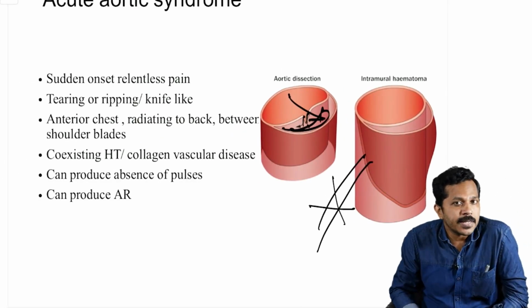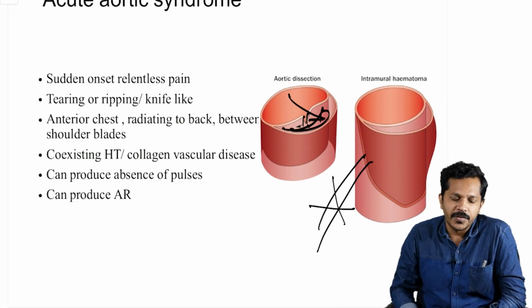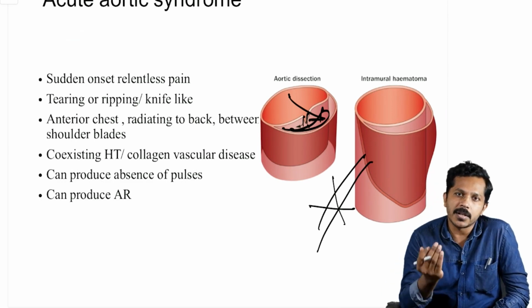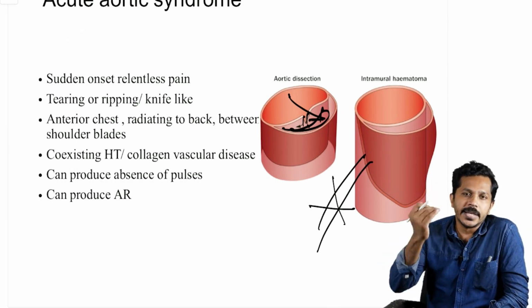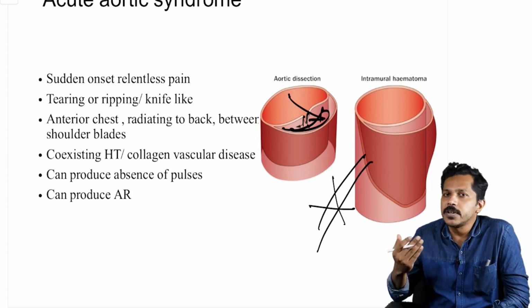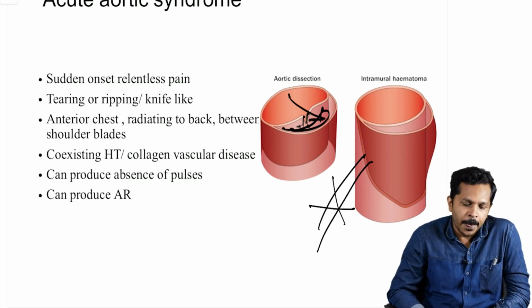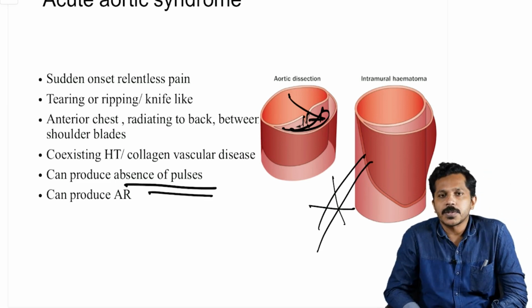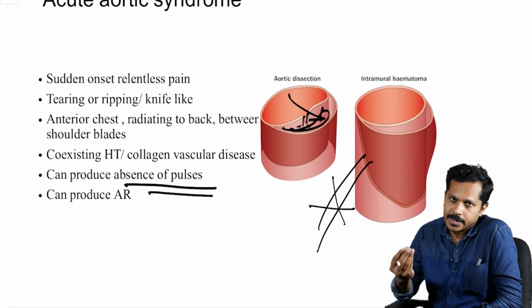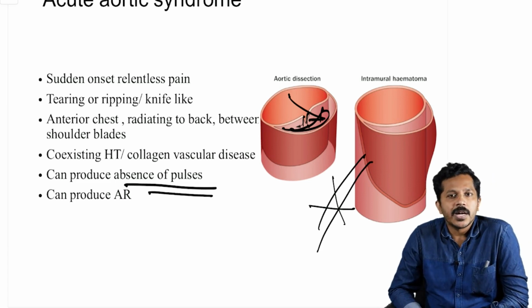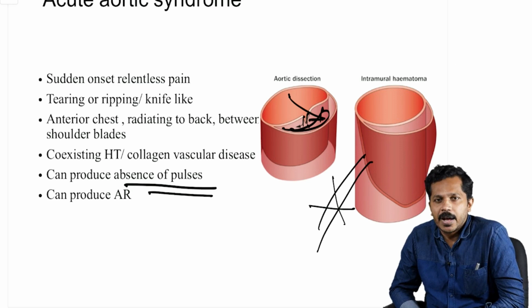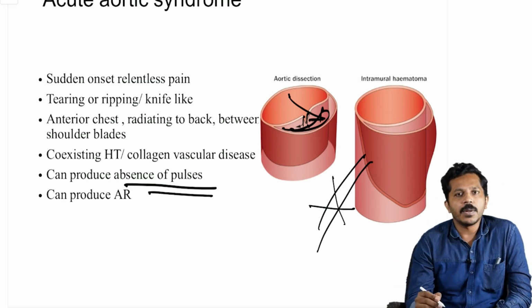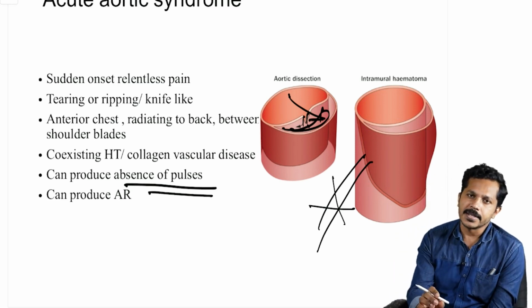The pain is characteristically described as a tearing, acute, severe pain, which is usually radiating to the back of the thorax. That is because the aortic arch is going posteriorly towards the vertebral column. So the pain is usually referred to the back of the chest, and the patient may be having features like absence of pulses, because it is obstructing the blood flow to the arteries. The patient will usually be a hypertensive patient, or may be having diseases affecting the collagen, and this can affect the aortic valve as well and may result in valvular lesions like aortic regurgitation.